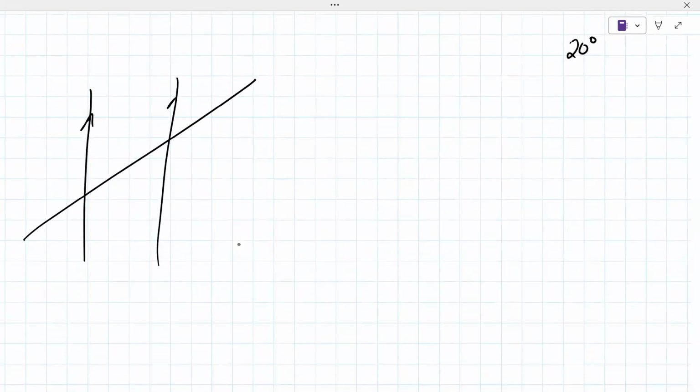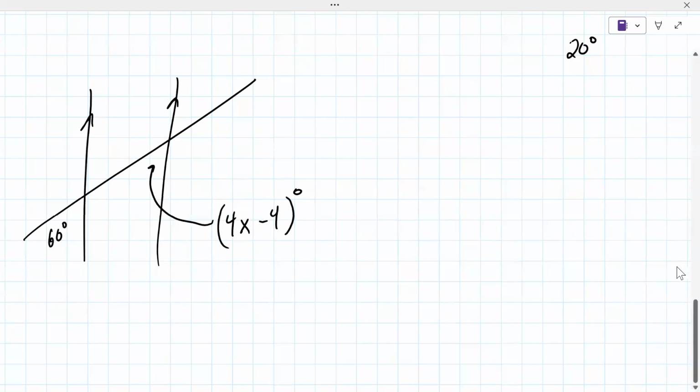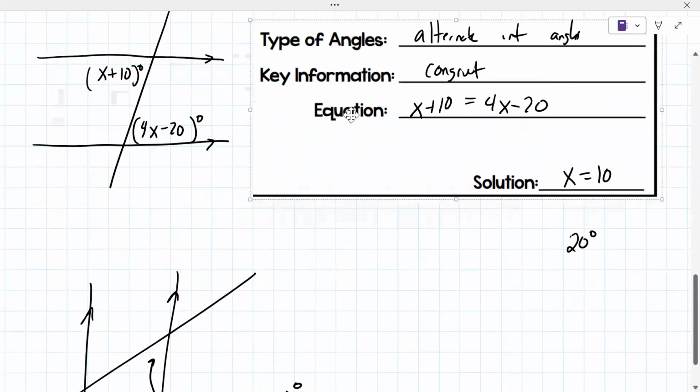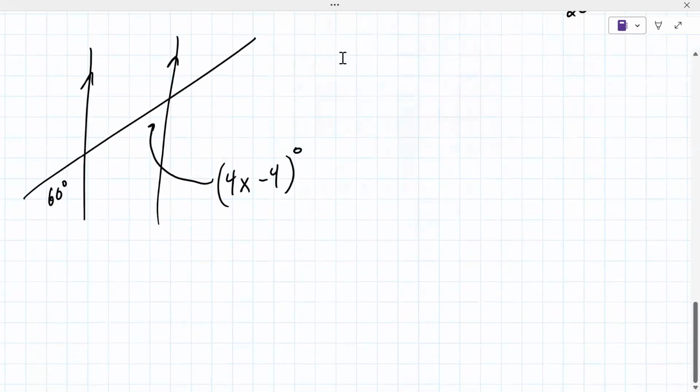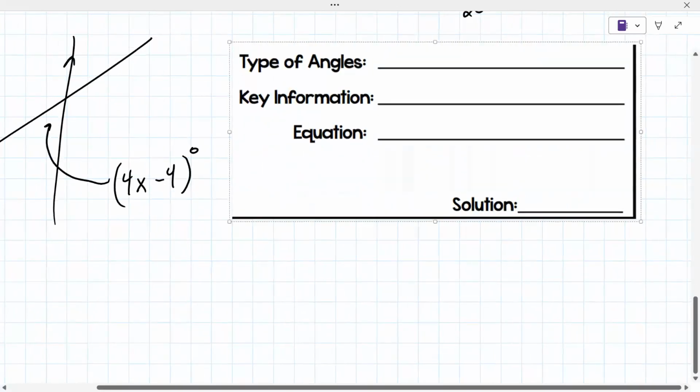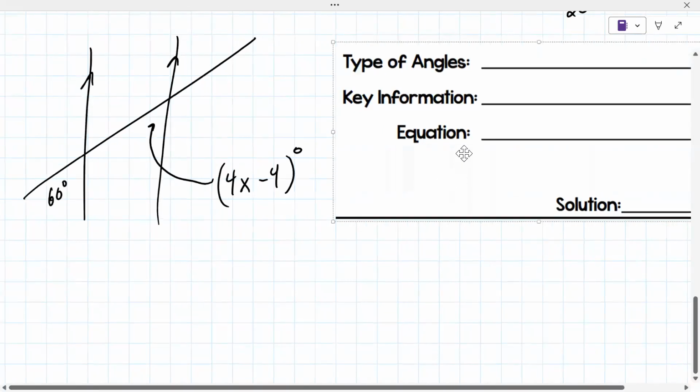Okay, so here is another type of problem that you might see. So these are parallel going this way. This is 60 degrees, and this one right here is 4x minus 4 degrees. So what types of angles are these? Same side.